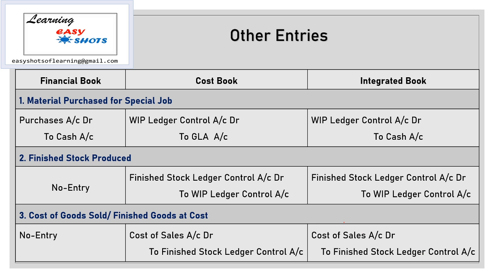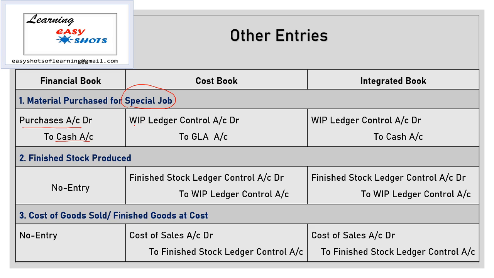Our next entries are related with some other transactions, but they are so important that we have to understand these entries. So our first transaction is material purchased for special job. Now when the material is purchased for a special job or used in manufacturing of some special finished product, then they are directly transferred to the production department. But when we generalize these transactions in financial books, our entry is the same as for a normal job, which is purchase account debit to cash account. But in case of cost books, they are directly transferred to the production department, not to the store department.